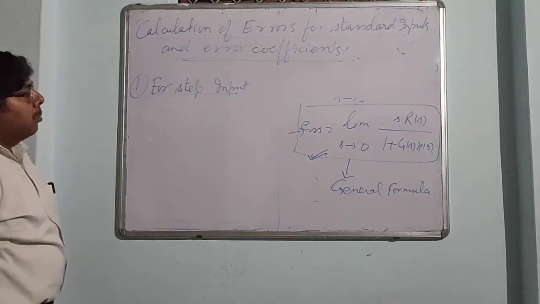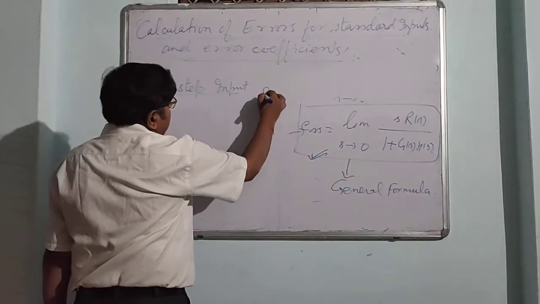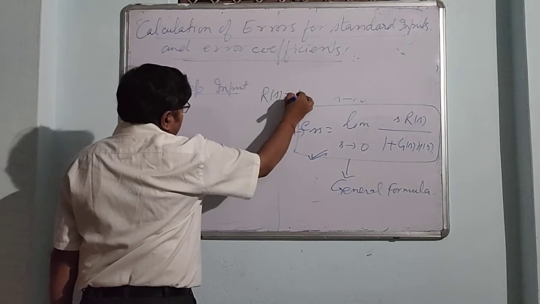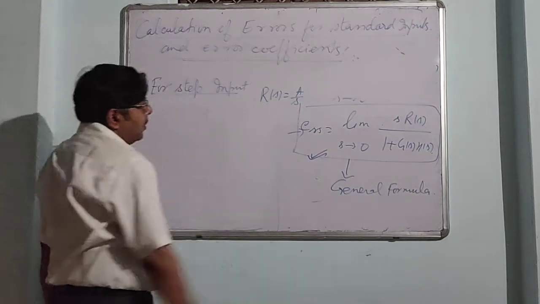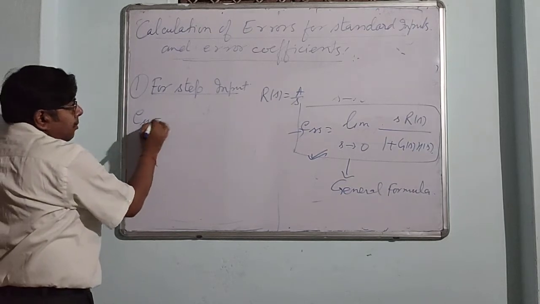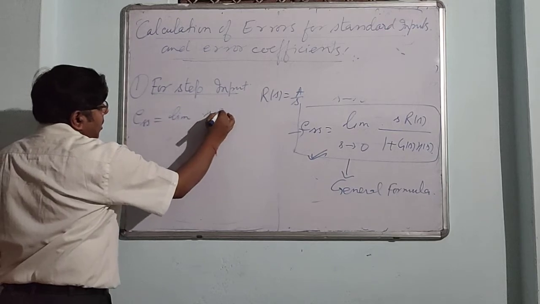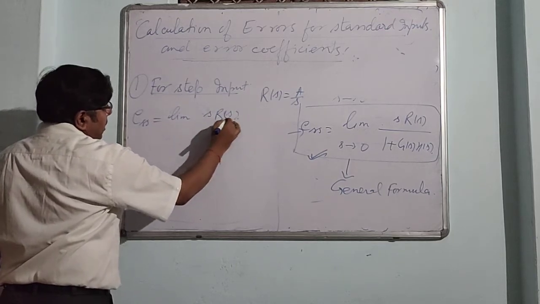When we are talking about step input, R(s) is simply A upon s. Then put this value. Then what is the steady state error for this general expression? First write the general expression for steady state error.